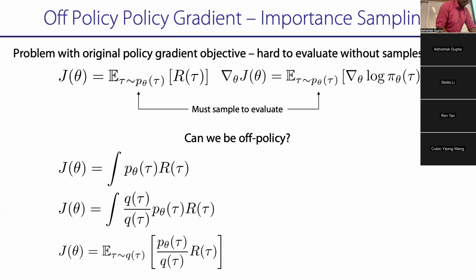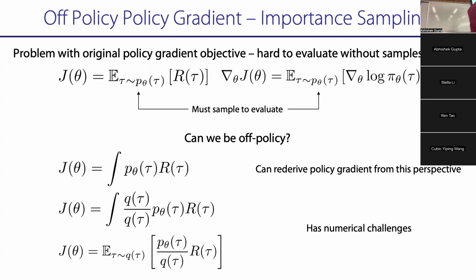So this was importance sampling, right? Importance sampling lets us evaluate an objective under a different data distribution. The issue with it is that it often has numerical challenges that make it hard to use. So we can take that objective right there, the policy gradient objective, and evaluate it under some Q. So what would it be under some Q?